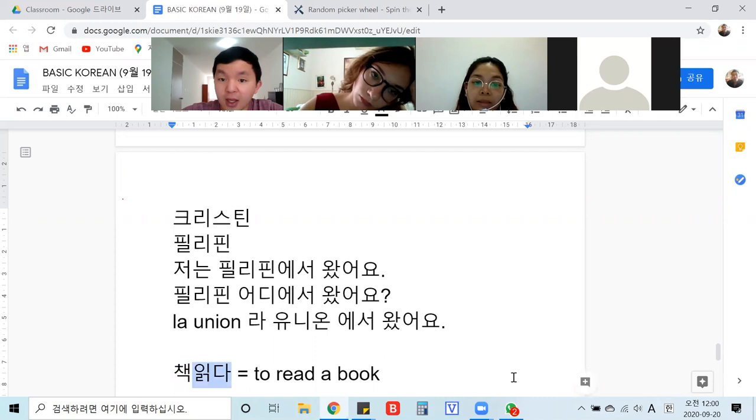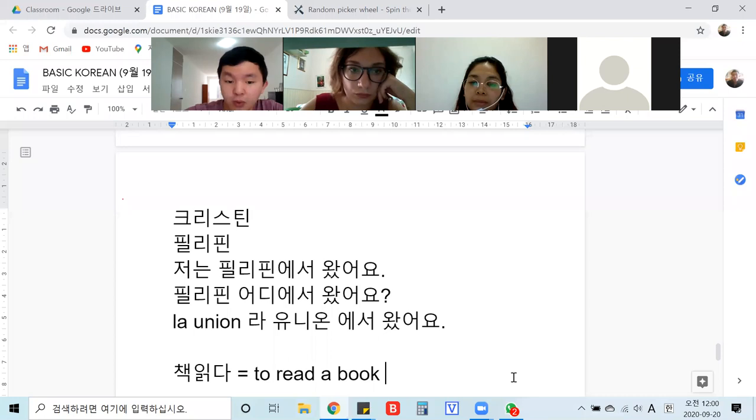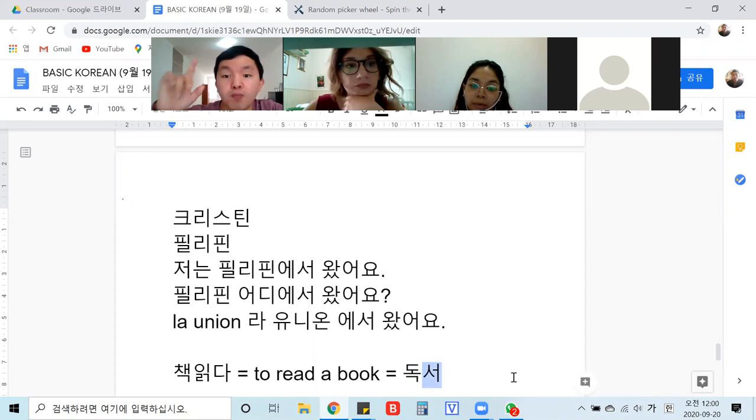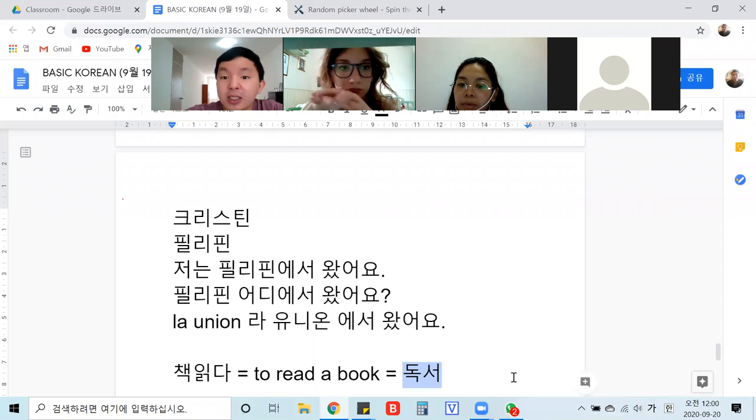But in Korean, we can simply say this with two syllables. We call it 독서. It's based on Chinese letters. 서 means book, and 독 means to read, actually. If you want to jump to another level, try to check these kinds of vocabularies based on Chinese letters, but very unique.